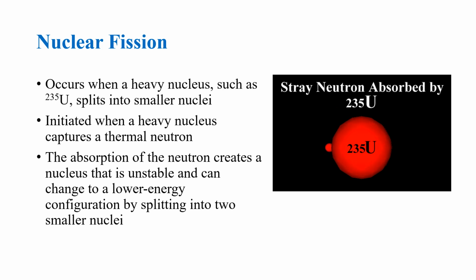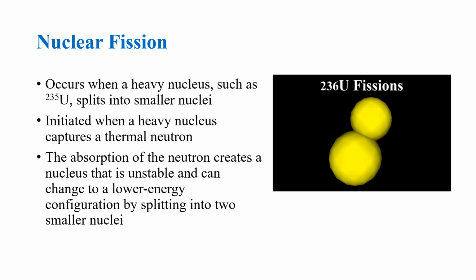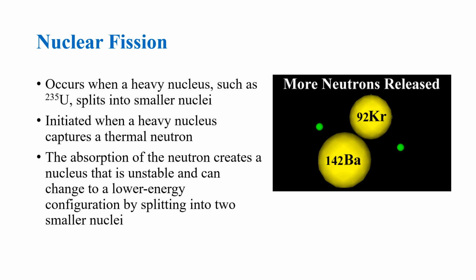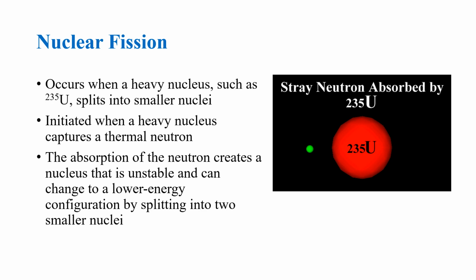The absorption of the neutron creates a nucleus that is unstable. Like say for example, for this case, you have your uranium-236, and since this is unstable, it can change to a lower energy configuration by splitting into two smaller nuclei. This is explained by your liquid drop model.